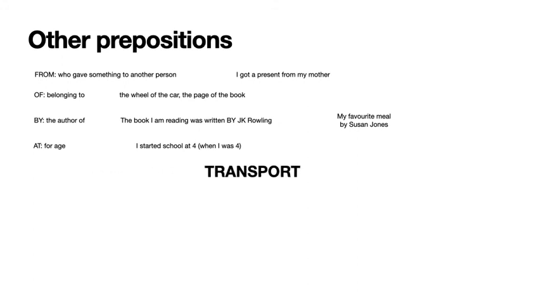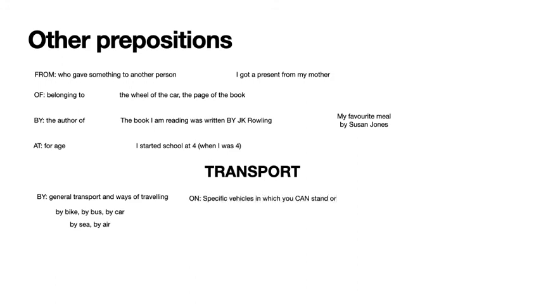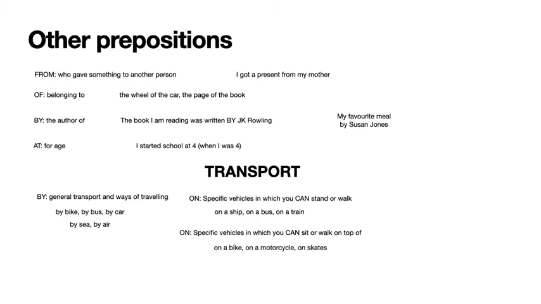And then a very important aspect for prepositions is transport, because they have a very specific use. Now, if I'm talking about general transport or ways of traveling, I will use by bike, by bus, by car, by sea, by air. If I'm talking about specific vehicles in which you can stand or walk, I would go for on. I traveled on a ship, on a bus, on a train. If I can sit or walk on top of that vehicle, then I will use on as well, on a bike, on a motorcycle, on skates.